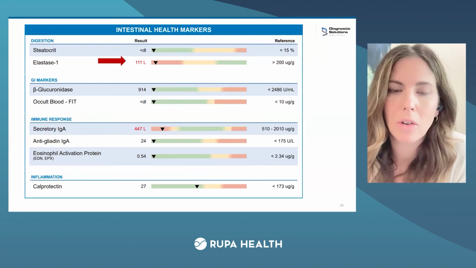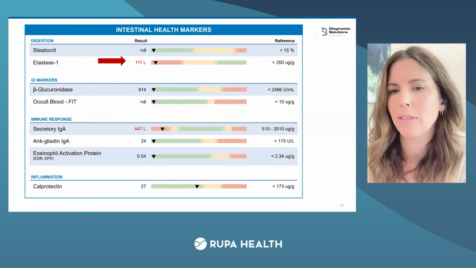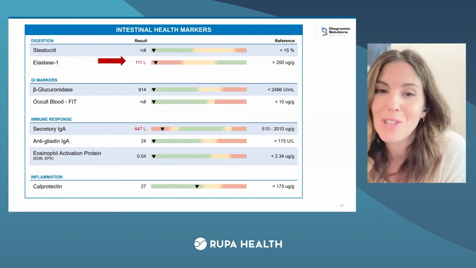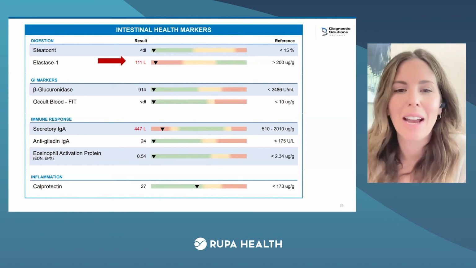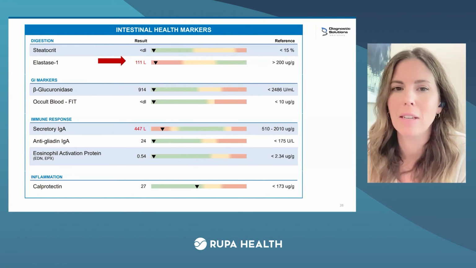So this is something we can address in the short and long run. In the shorter run, I often give digestive enzymes. There are some great chewable formulas for kids or adults that like to chew. And then in the longer run, as we improve barrier function and gut lining function, often I'll see this elastase increase.